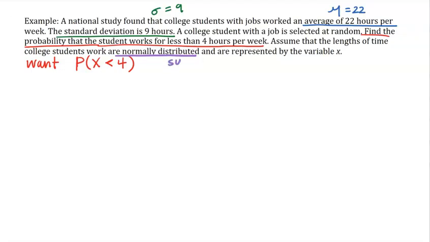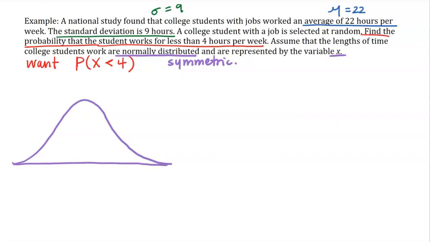Normally distributed, all that tells us is that we can draw a bell curve. This is symmetric and the data are represented by the variable x. Good. So I know it's normally distributed, so I'm going to go in and draw a bell-shaped curve. And I also know that in the middle of my bell-shaped curve needs to be my average, mu, which is 22. Okay. I'm going to start putting some other tick marks in here, moving to the right and moving to the left.